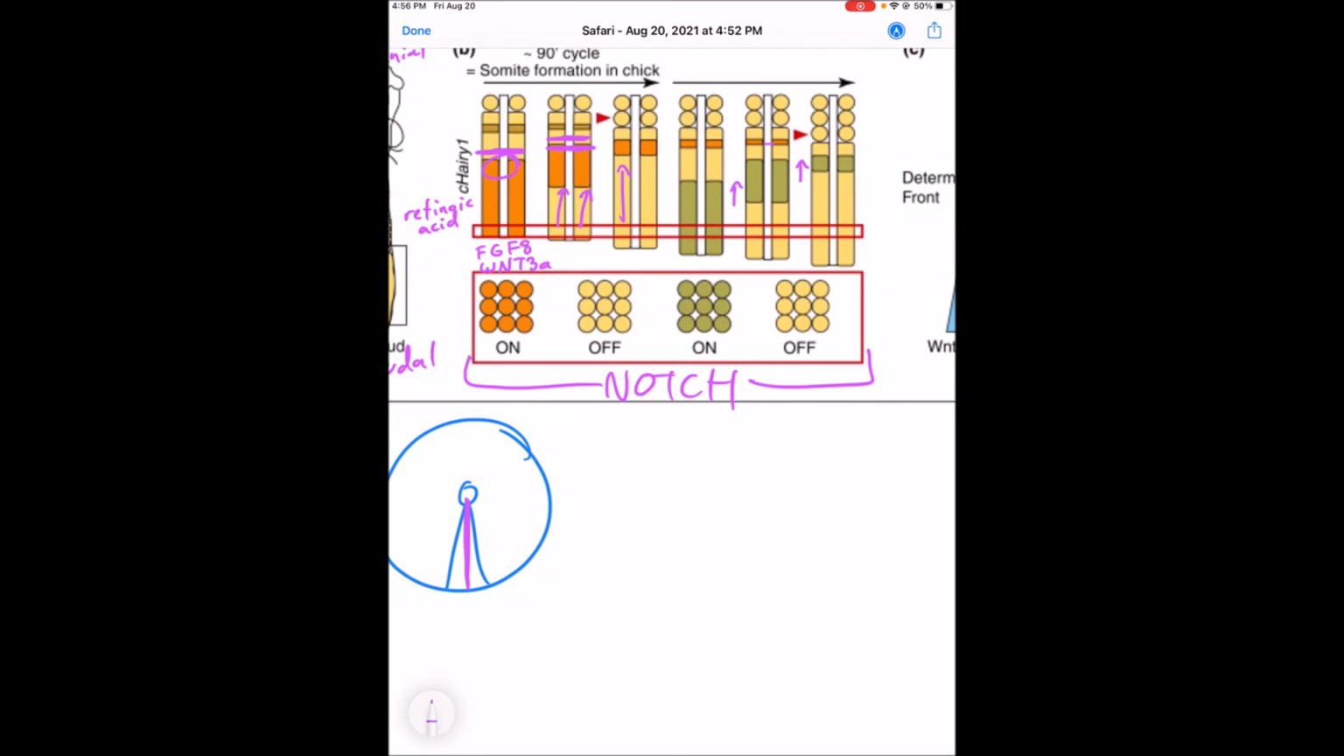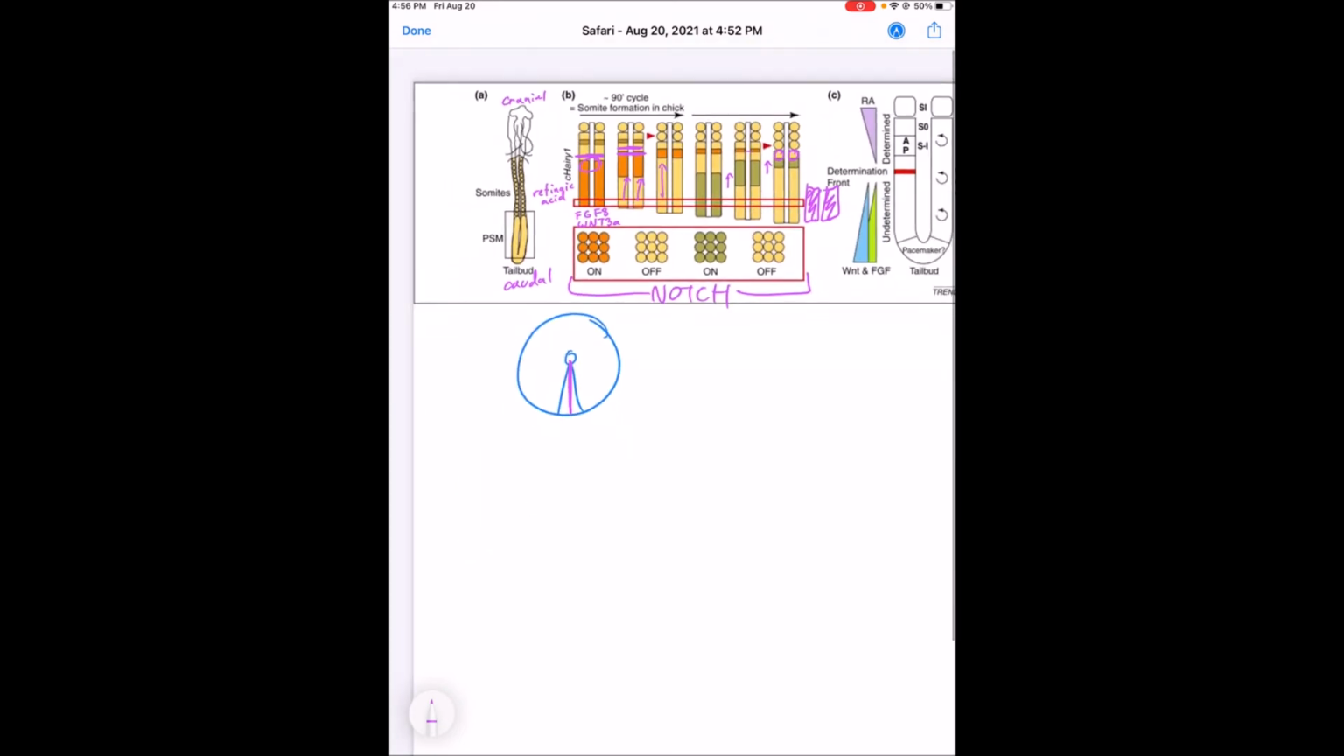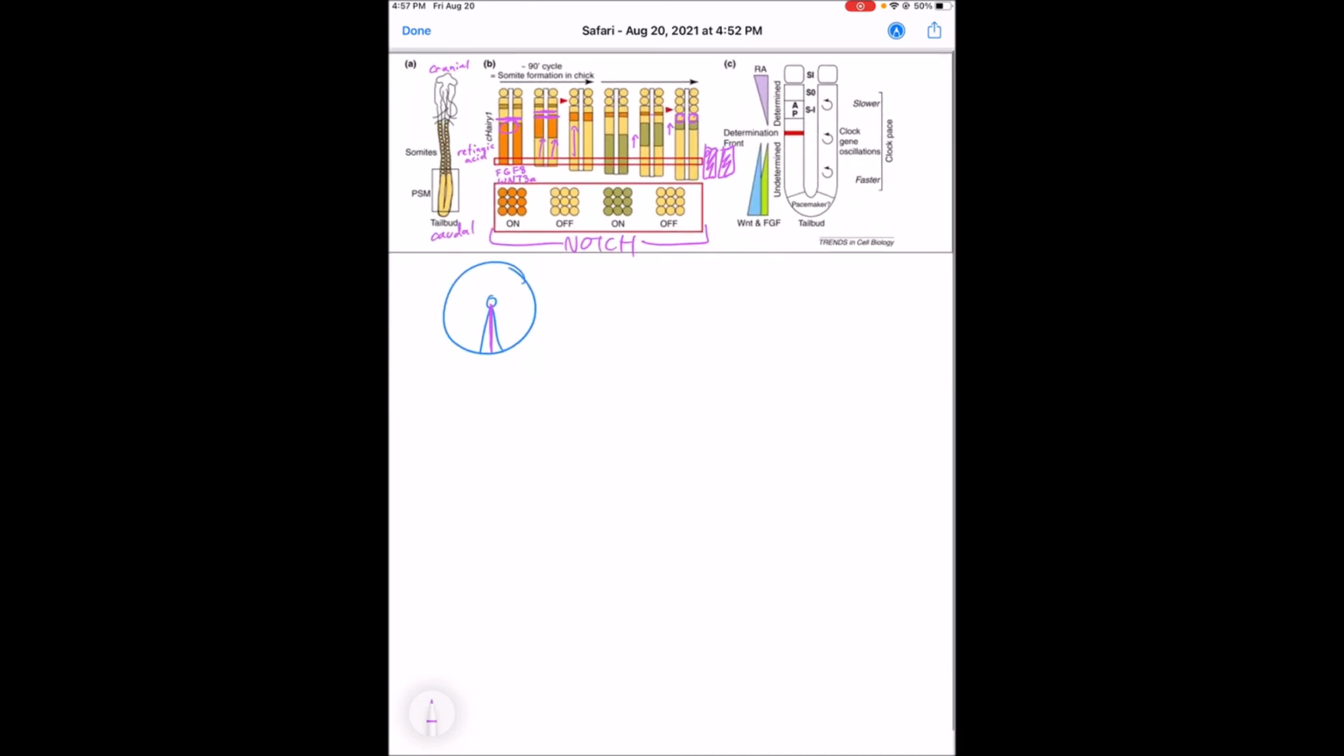So this is the idea of clock gene oscillations. Notch is going to be on, and then off, and then on, and then off. It's going to be expressed for a while, and then inhibited for a while, and that's going to be determining the somite formation. So the important protein to remember for somite formation is notch. That's the big one. The slightly lower-yield ones are retinoic acid, FGF8, and Wnt3A.